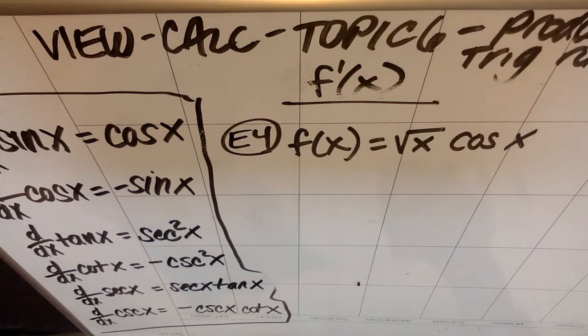This is View Calculus. We're doing topic 6, which is the product rule and trig rules. We are in video 2 of this series, and we're going to do example 4 and 5, and then you're going to do some practice problems.